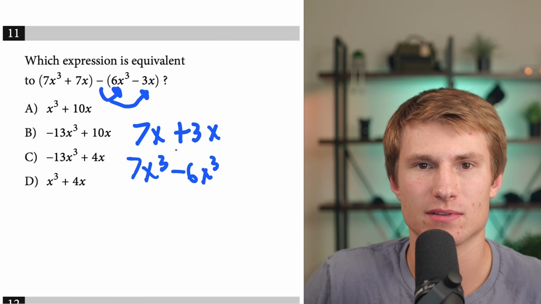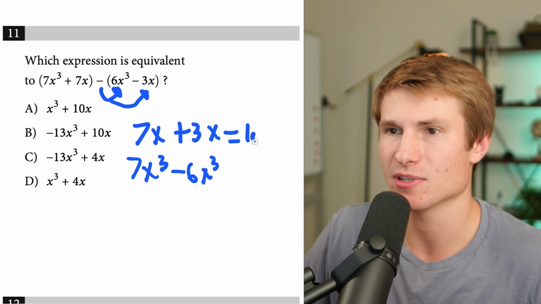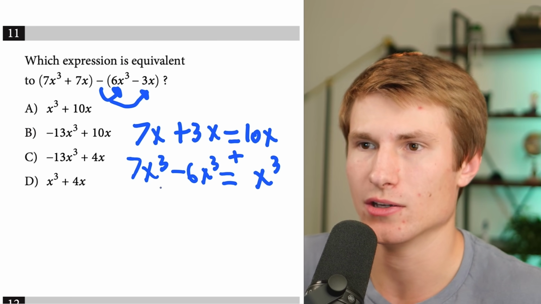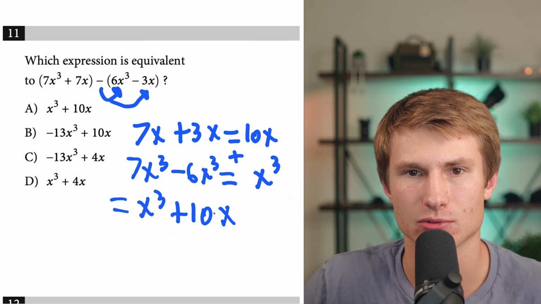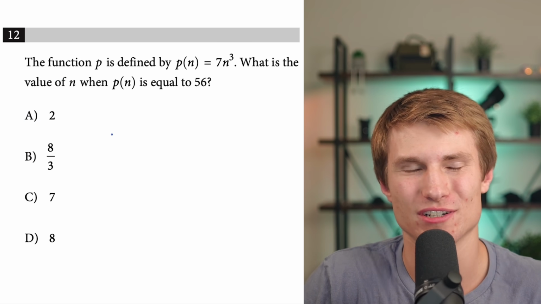Now keep in mind that these are going to get summed together. I just didn't have room on one line to write them, but that is ultimately going to give us 10x plus our x cubed value for a total of x cubed plus 10x, which we see as answer choice A. So A is our answer there. Here's how to solve this SAT math question in under 60 seconds.